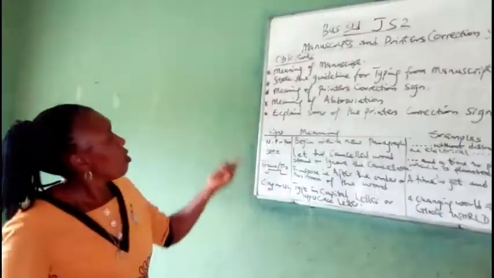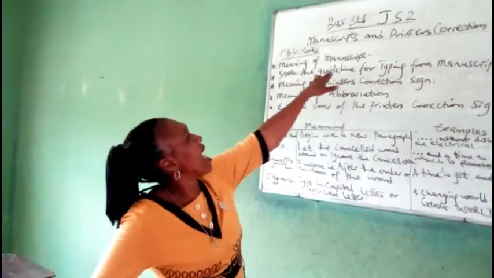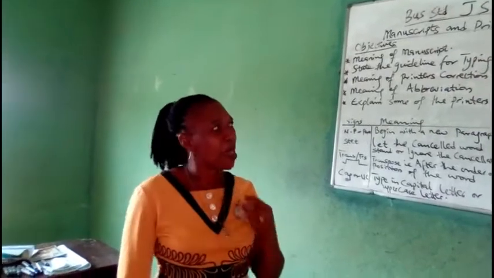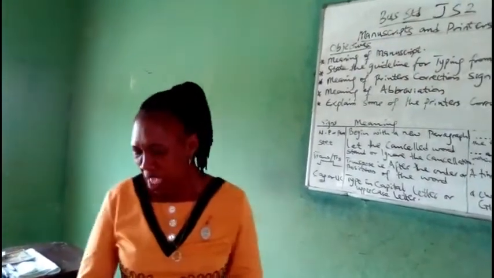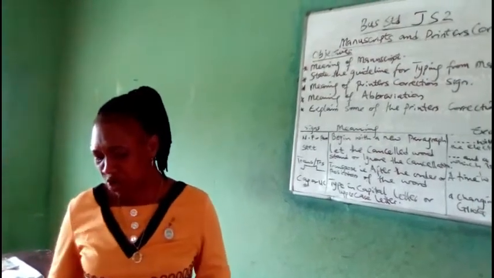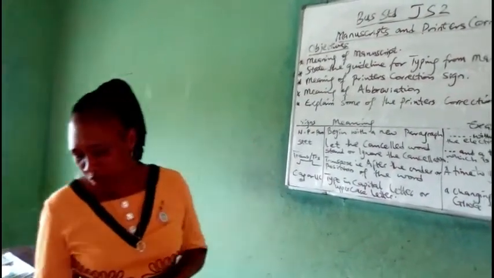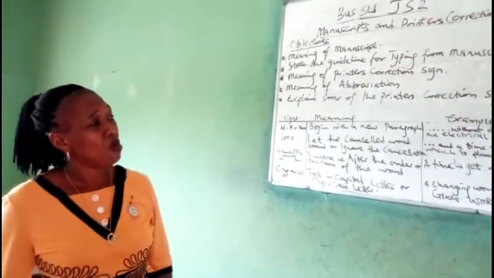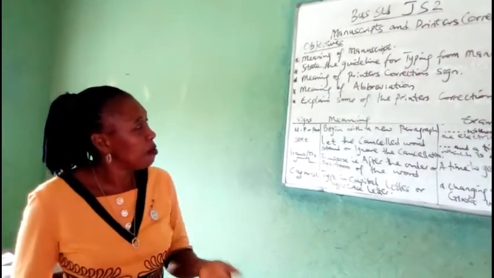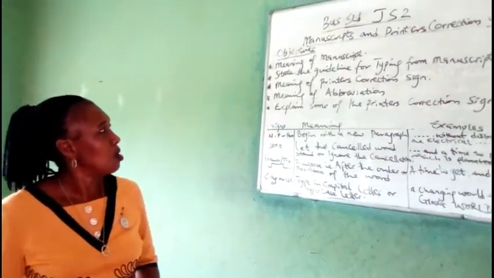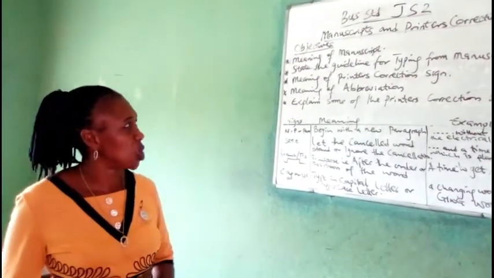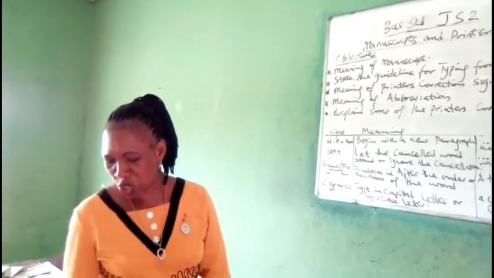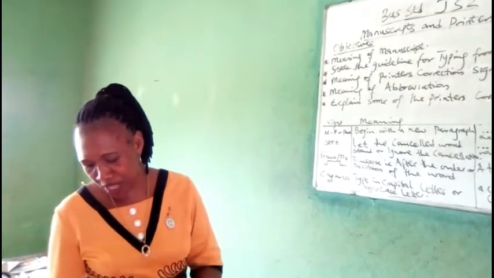But meanwhile, when typing from manuscript, there are some guidelines which you must bear in mind to bring out a better work. Guideline for typing from manuscript. One, note all abbreviations and write their full meaning. When you are putting down your information or notes or letter, you might make some abbreviation. After putting them down, note all the abbreviations and write their full meaning where necessary.